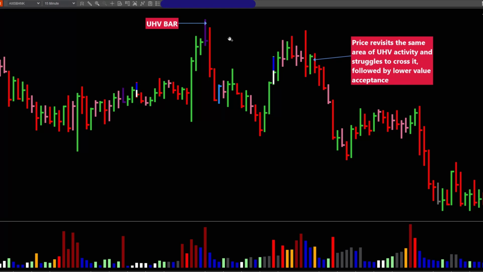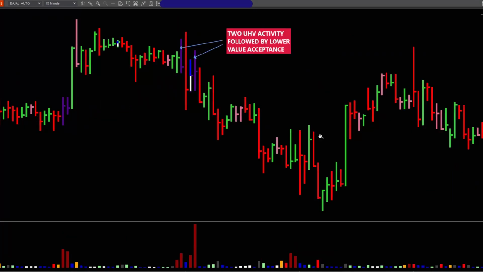It helps us to identify where exactly the ultra high volume activity has taken place and at what time. It will tell you exactly at that moment the ultra high volume activity takes place, so that you are ready with your trade. We have a few more examples of the same. Here is another example, where we have an ultra high volume activity, and again the price visits that same area of the ultra high volume activity, which we refer to as a smart money area, rejects the value, accepts the lower value, and the trade scores.